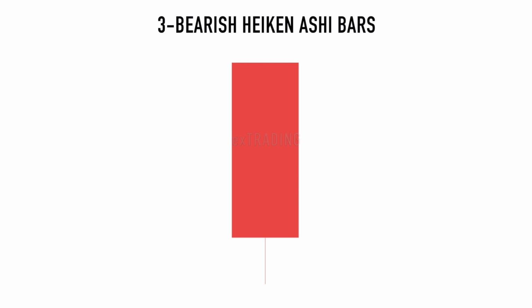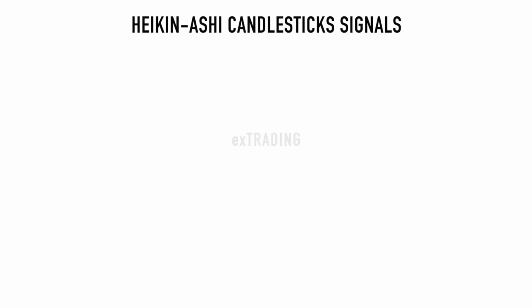And the third is the bearish Heiken Ashi bars. They have a wick at the bottom but no wick at the top. As long as this is a down bar with no wick at the top, we will consider this a bearish signal.